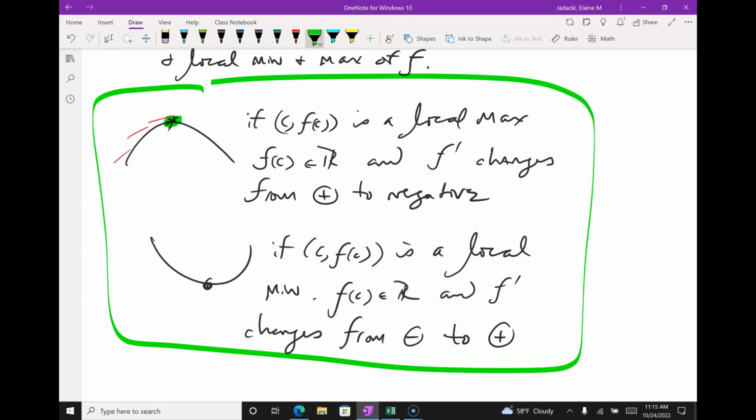What does this mean? The y value is what? A number. Yeah, some number. Right? It can't be infinite. It can't not exist, right?